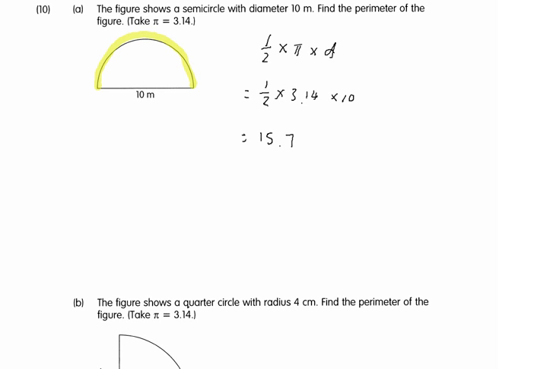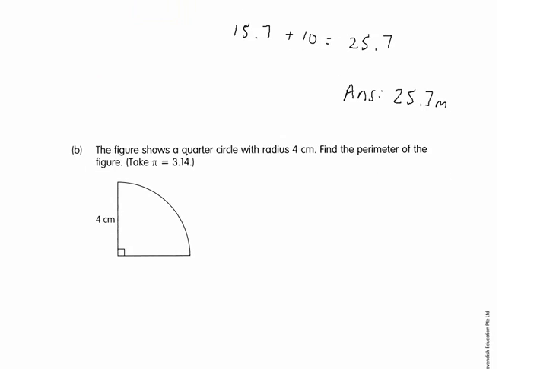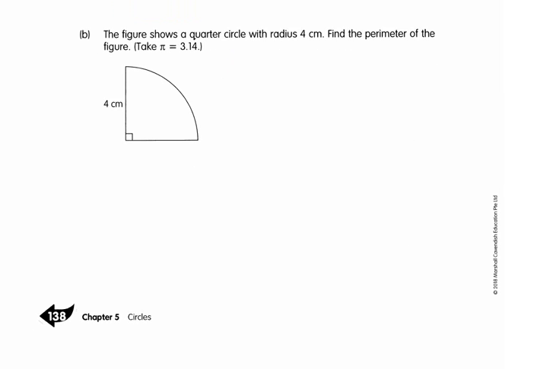Okay, so you need to add this part, right? Yes or no? So it's 15.7 plus 10 equals 25.7. So remember the answer: 25.7 meters. Take note. Right? No rounding off needed as well because the question did not ask you to round off. Let's look at the next question.